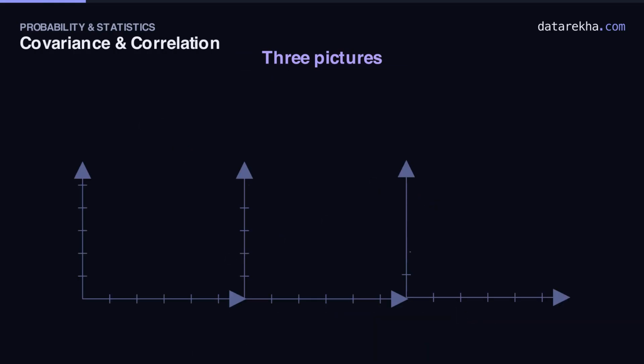Before any formula, hold three pictures in your head. Three little scatter clouds, side by side. When the dots rise from left to right, the covariance is positive. When they fall from left to right, it's negative. And when the cloud has no tilt at all, the covariance is near zero.